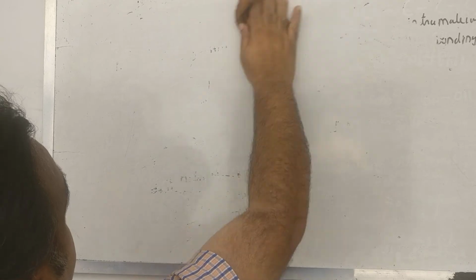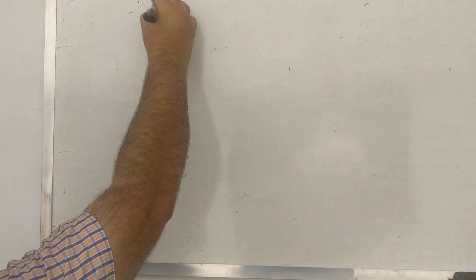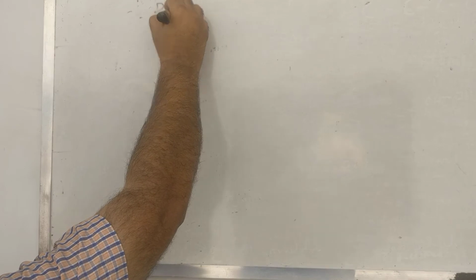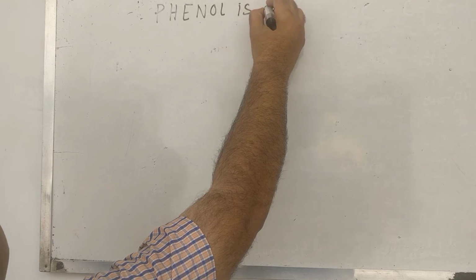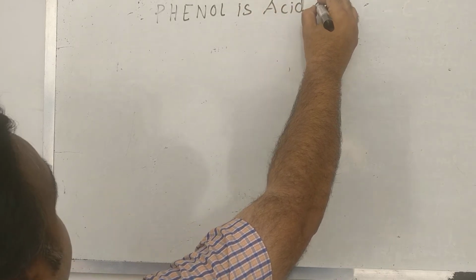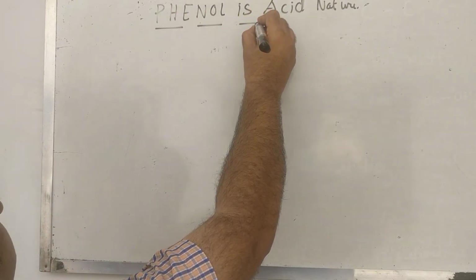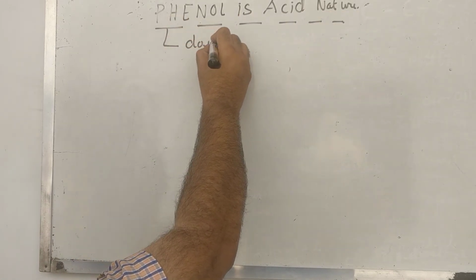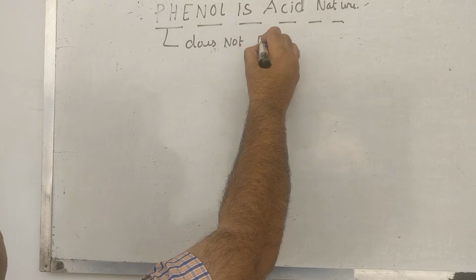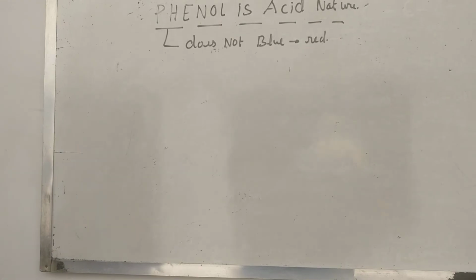Chemical properties of phenol. Today we'll be discussing only one chemical property of phenol. That is, as I've already told you, phenol is acidic in nature. So we'll reason out why phenol is acidic in nature. As I told you before also, phenol is so acidic, it does turn blue litmus red. It is more acidic as compared to alcohol.